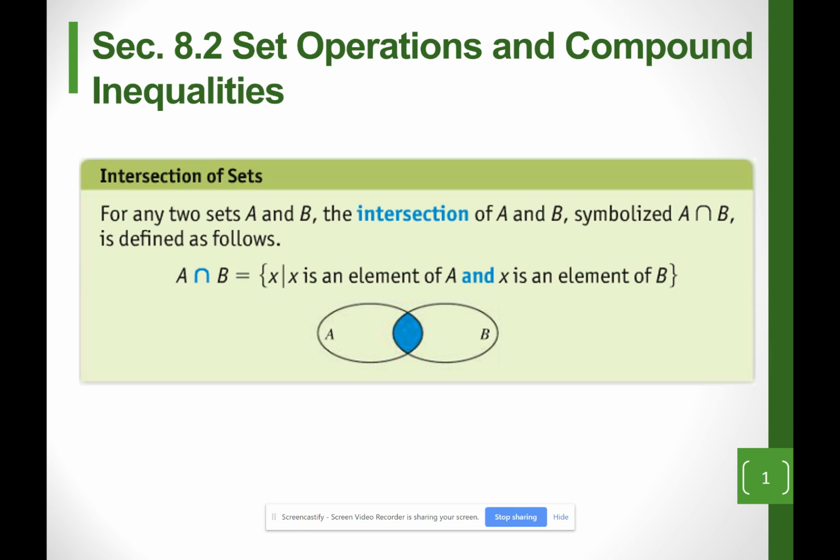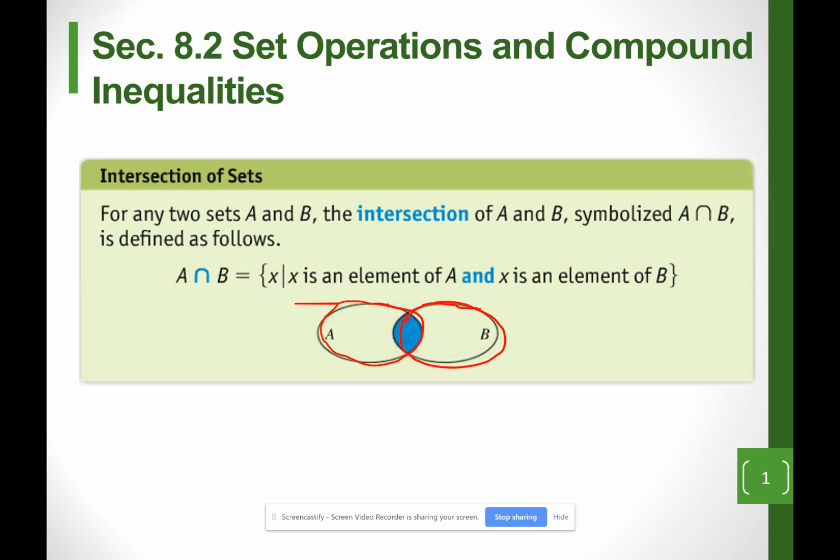Now in 8.2, we're going to start looking at operations and compound inequalities as well as sets. Venn created what we call the Venn diagram. What we see here, let's call a group. You see an oval. Let's call it A. Anything in A is an element that is part of group A. We also see group B. Anything inside that oval is part of group B.